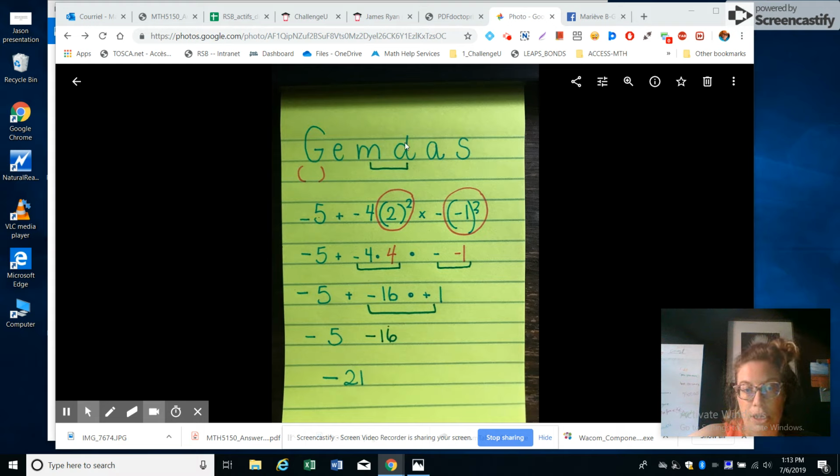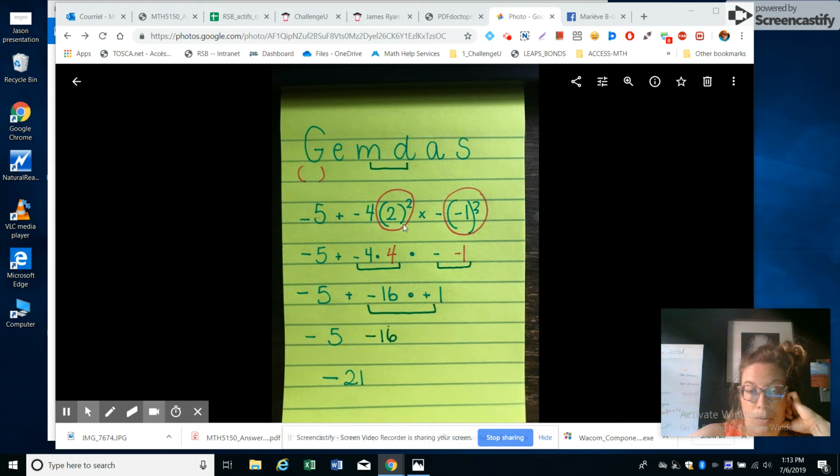For multiplication and division, you would have to work with whatever comes first as you read from left to right. Same thing with adding and subtracting. So in the example that you had, if you look closely, you have brackets, and those brackets also have a little exponent. So they have to be treated first.